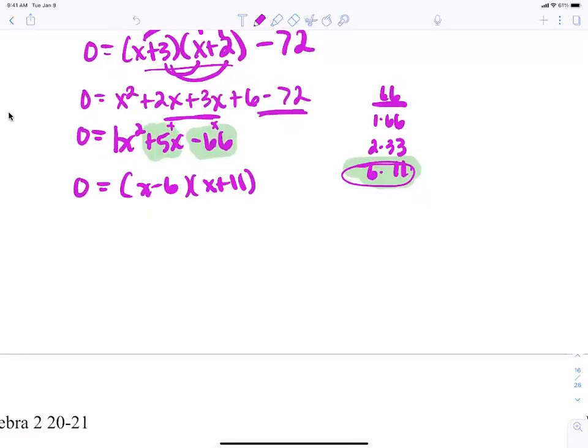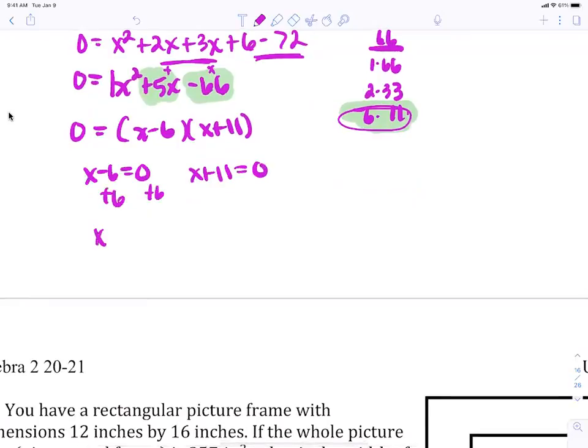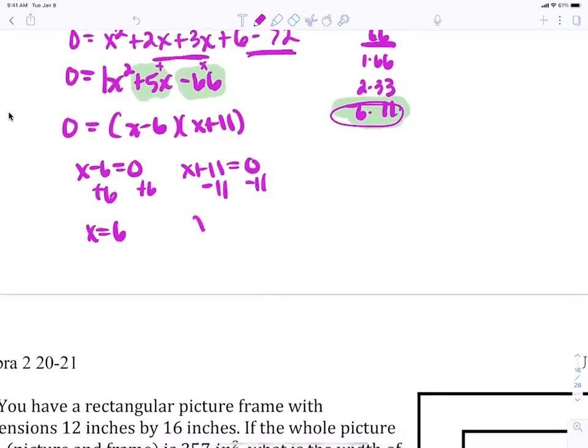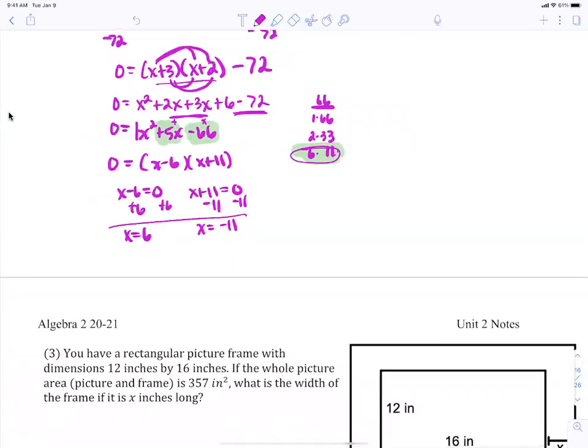So to solve, again, it says find x if the area of the rectangle is 72. That means we want to solve. So we're going to take each piece, set these equal to 0, and now we solve. Here I'm going to add 6 to both sides. One of my answers is going to be x equals 6. And for the other one, I'm going to subtract 11 from both sides, and we get x equals -11. Now, there's 2 kinds of questions I can ask. If I just say solve, then we would stop and both of these would be answers. But we have to also keep in mind that this is a word problem.